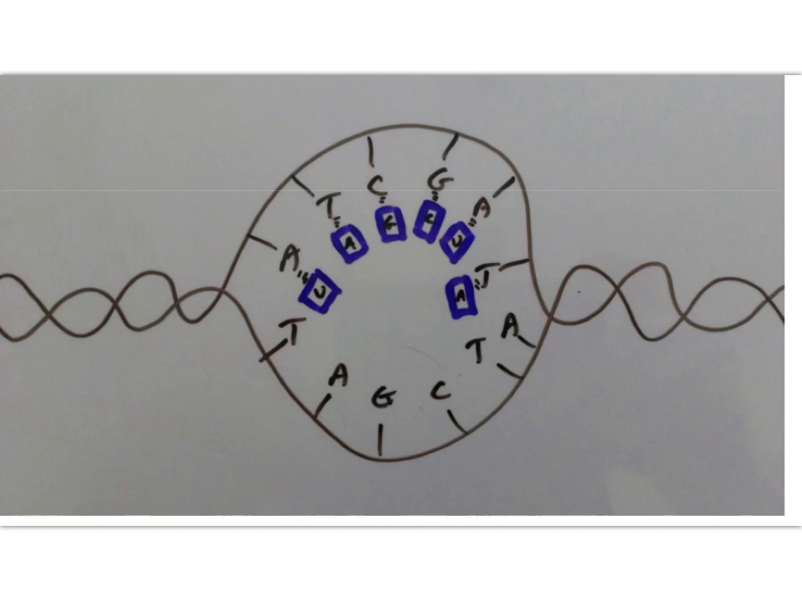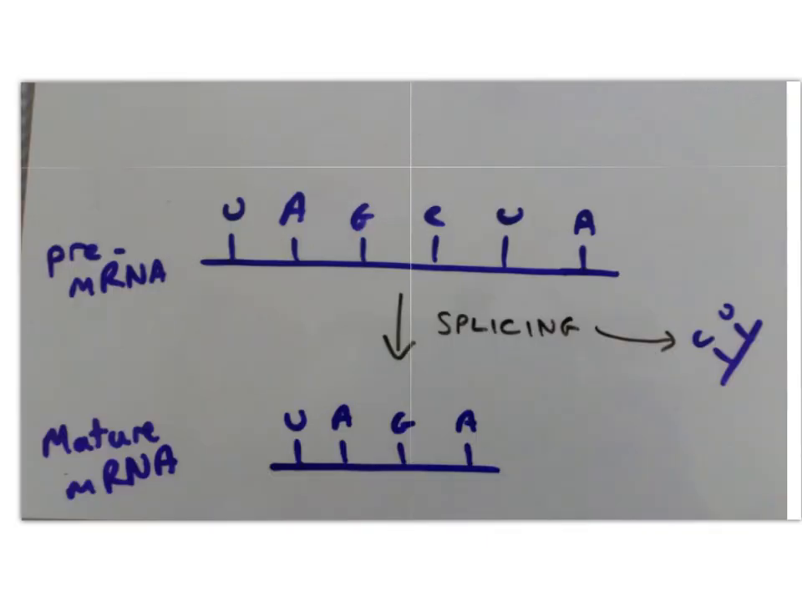RNA polymerase will then come along and join these nucleotides together, so joining the sugar phosphate backbone. So joining the nucleotides together with phosphodiester bonds. What's produced at the end of that process is pre-mRNA, which still contains introns that would need to be removed.